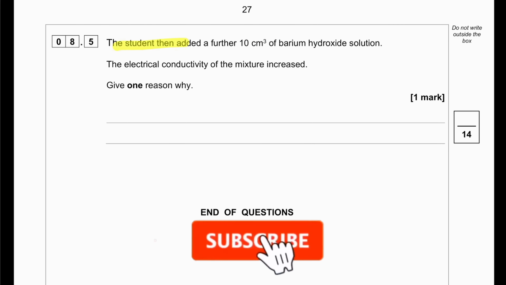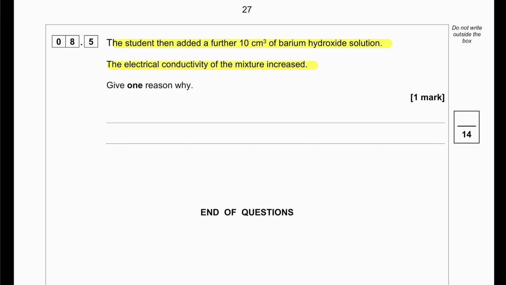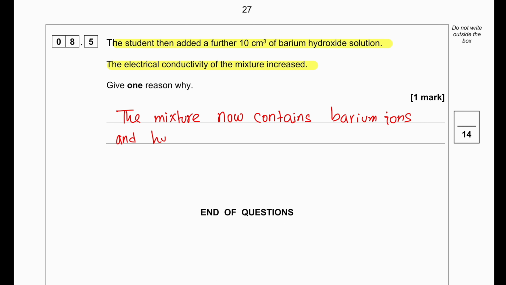The student then added a further 10 cm3 of barium hydroxide solution. The electrical conductivity of the mixture increased. Explain one reason why. So when the student added a little bit more, 10 cm3 of barium hydroxide, the mixture now contains barium ions and hydroxide ions which are free to move, and those ions can conduct electricity.